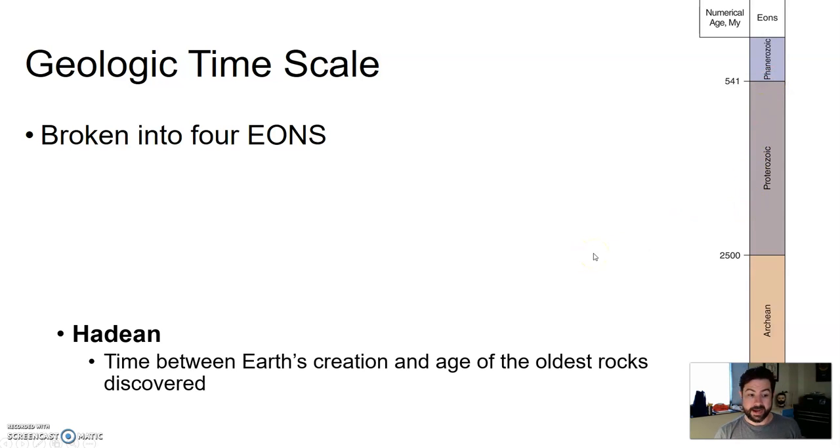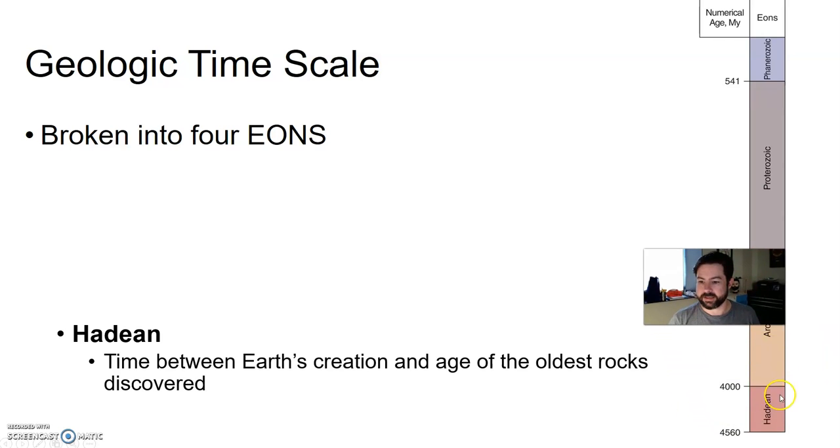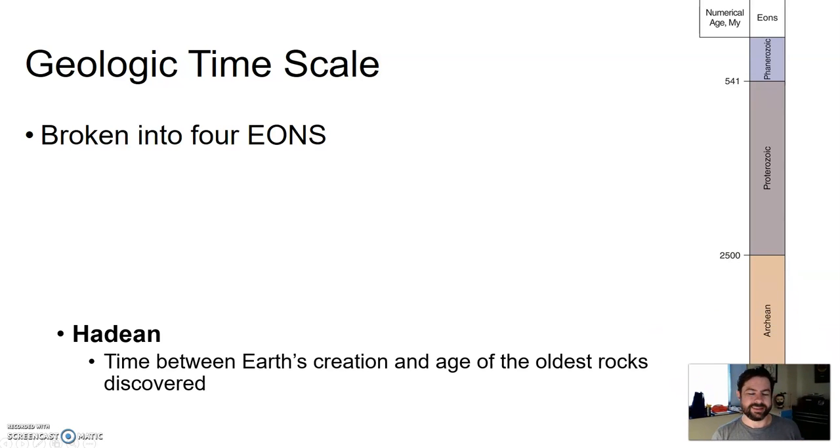The Hadean, this is the time between Earth's creation, over 4.5 billion years ago, and the age of the oldest rocks discovered, around 4-ish billion years ago. So there was a gap in time here from when the Earth formed and the first rock formed. Remember, when early Earth formed, it was kind of a hot, molten ball of magma. It took some time to cool down, almost 500 plus million years for the first rock to form. So that was the Hadean.